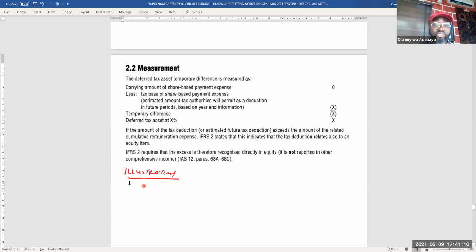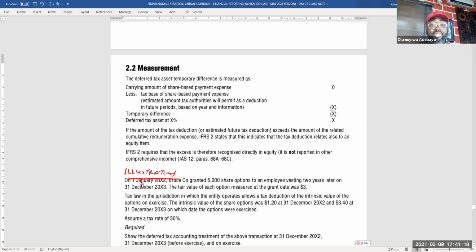There's something you need to take note of. What you need to take note of is that primarily the deferred tax arising from this share-based payment is supposed to go to profit or loss.